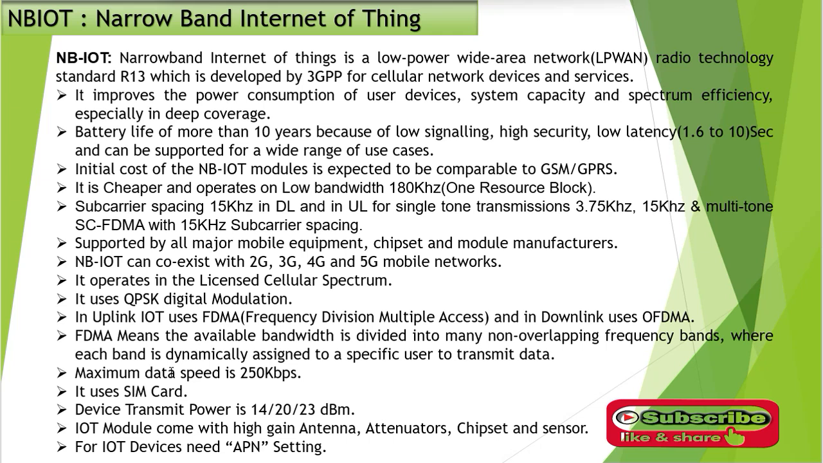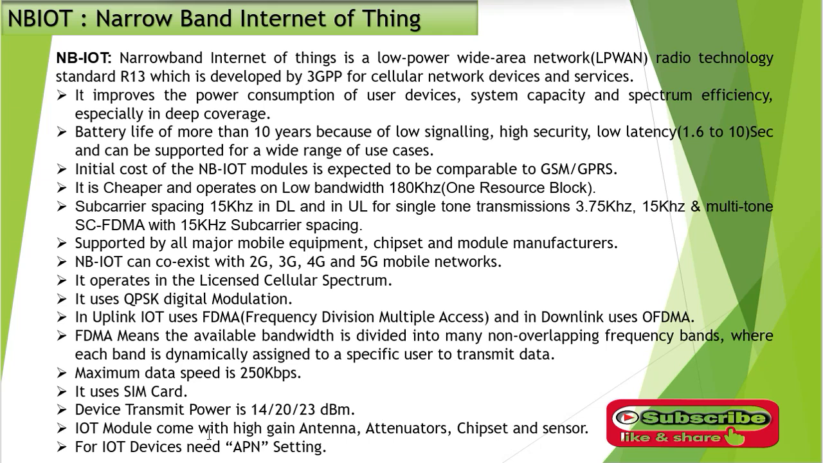Here we can see the maximum data speed is up to 250 kbps in IoT. Uplink speed is higher than downlink speed in IoT, and in LTE-M we can see data speed up to 1 Mbps. It needs one SIM card for the devices, and the device transmit power is 14 dBm, 20 dBm or 23 dBm.